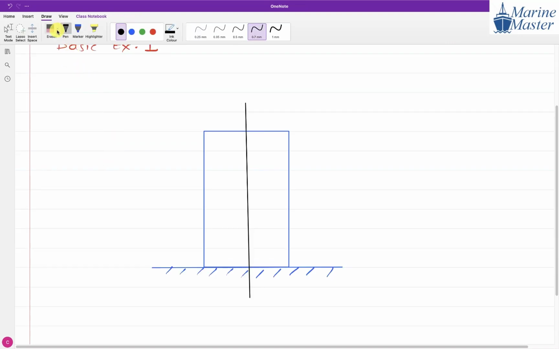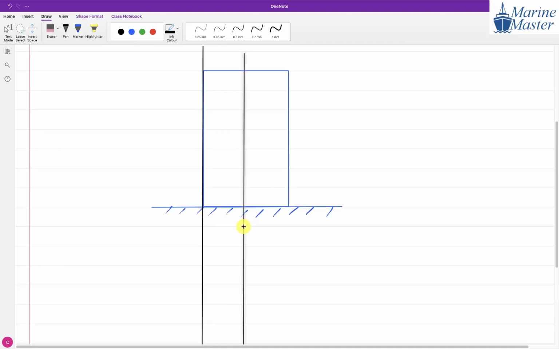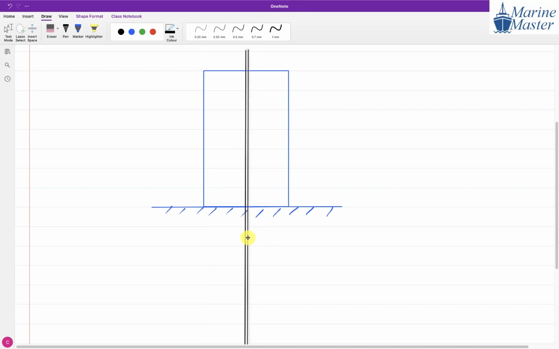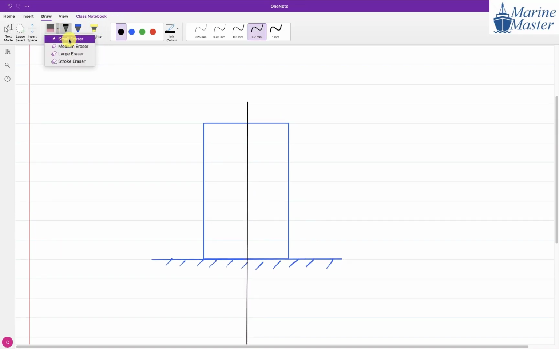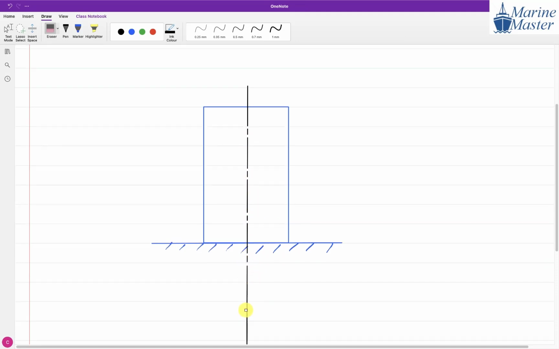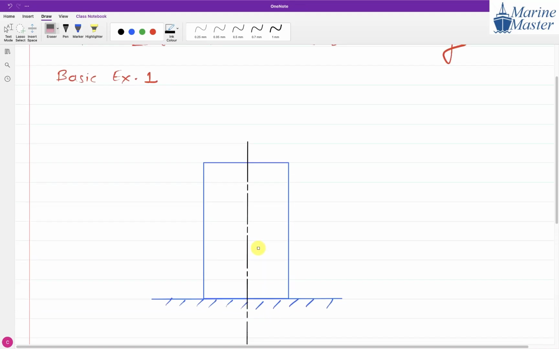Now what does this line indicate? This line indicates the center line of the column. Everyone, try to understand my important point. One minute, let me make it straight. So this is the center line of the column, and this column is a short column. Bigger line, smaller line, bigger line, smaller line. Try to see the scenario here. So this is the center line.